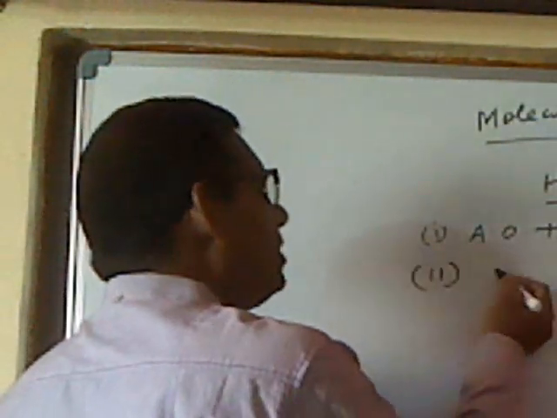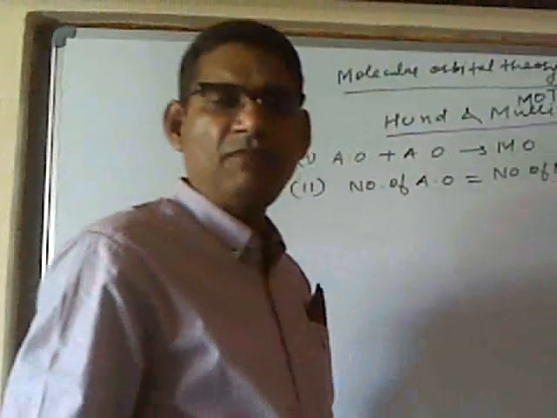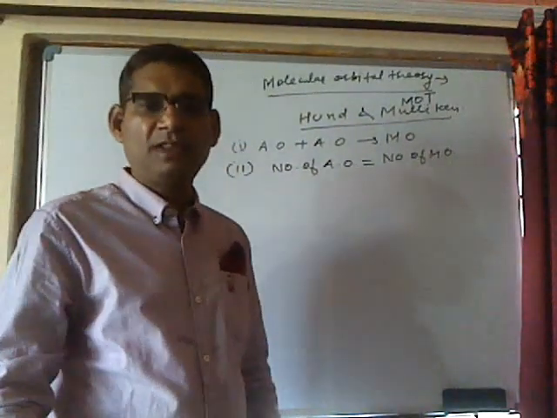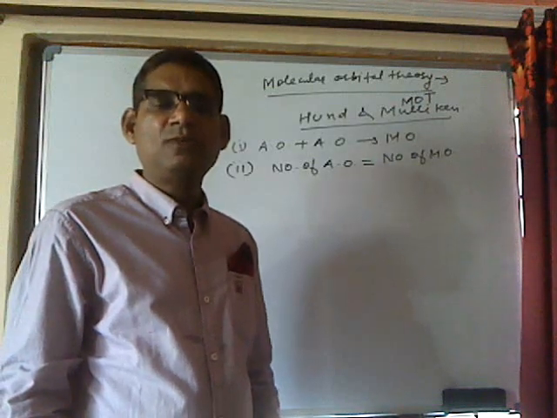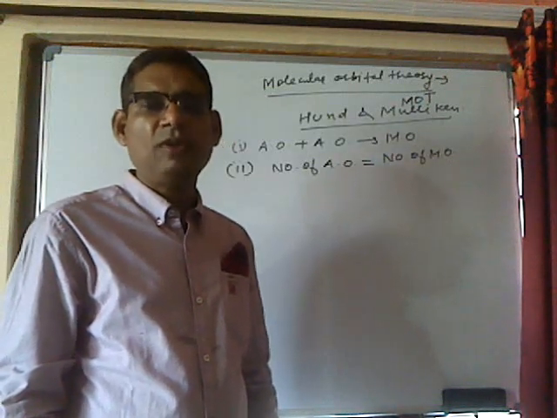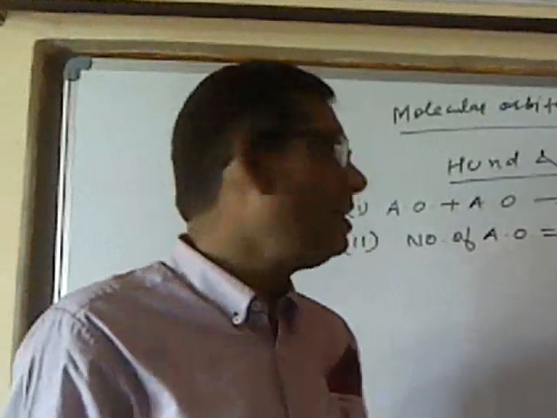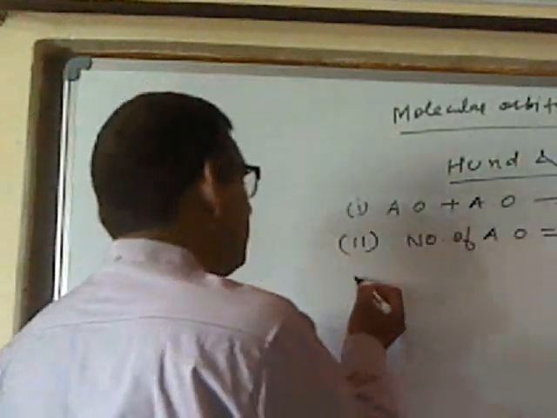The total number of atomic orbitals must be equal to the total number of molecular orbitals. Suppose one atomic orbital combines with another atomic orbital, then the total number of molecular orbitals formed will always be 2.